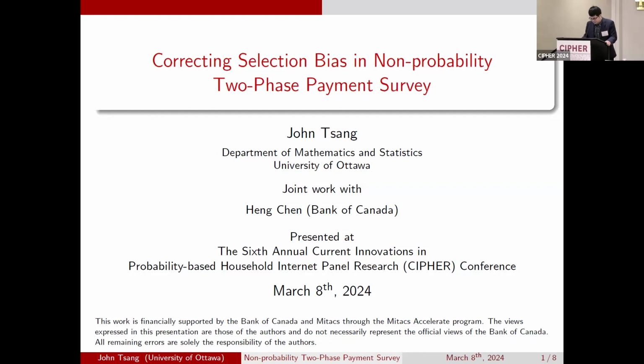I'm going to talk about a case study of how to correct selection bias in a non-probability two-phase payment survey. The main focus of this study is non-probability samples, which is different from most talks we had at this conference. But probability samples play a very important role in this case study.